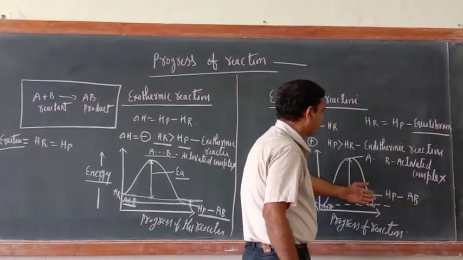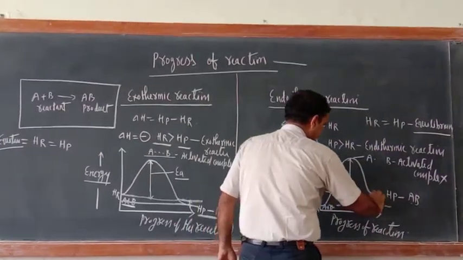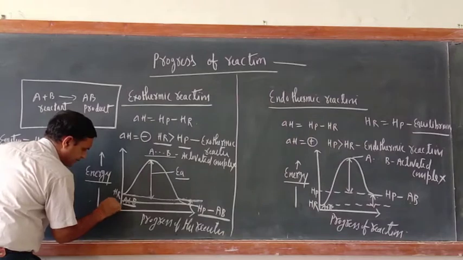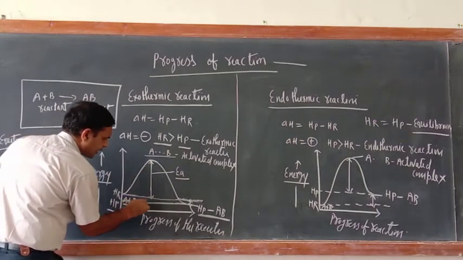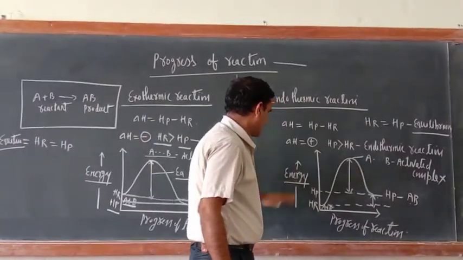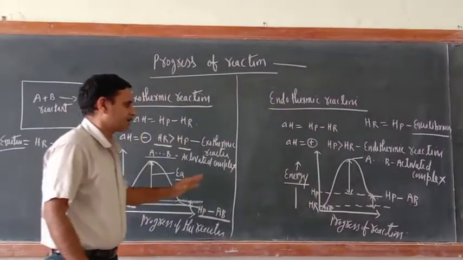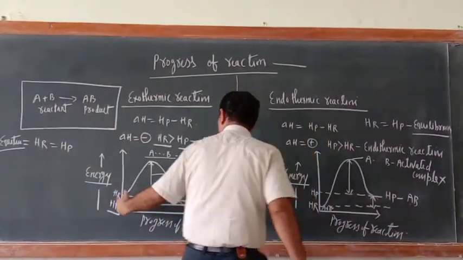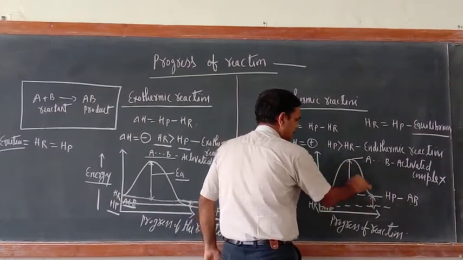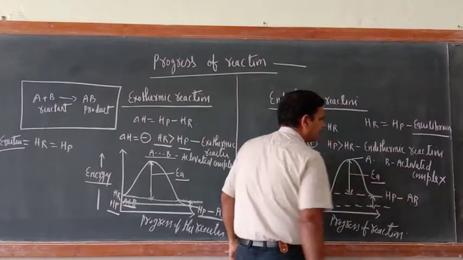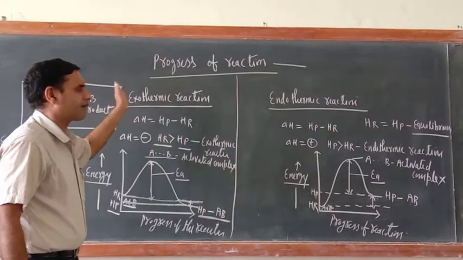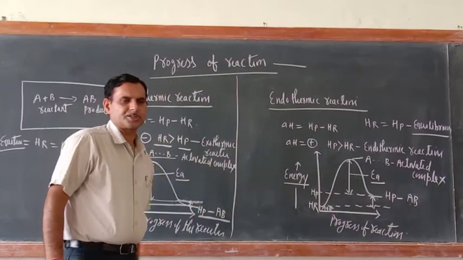Now this time the product is more. Just see that much energy. Here write HP, here also you can write HP. This is the graph. So this is for endothermic reaction and this is for exothermic reaction. In exothermic reaction, reactant energy is more. In endothermic reactions, reactant energy is less. And what is this one? EA, activation energy. So this is for endothermic and exothermic reactions and their progress with respect to energy.